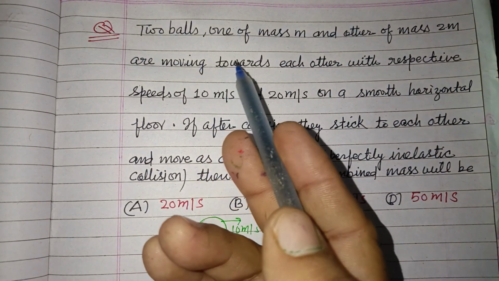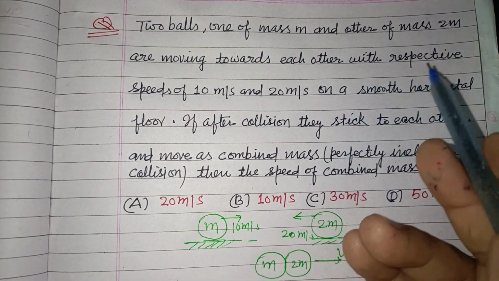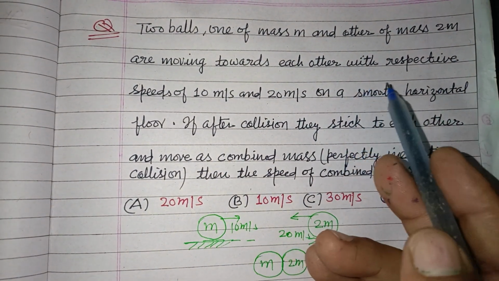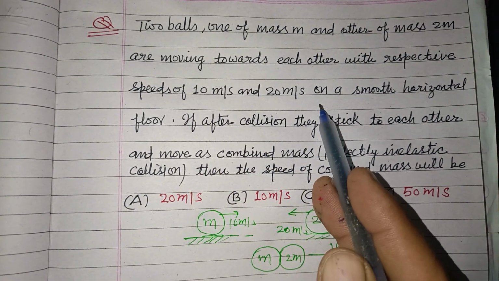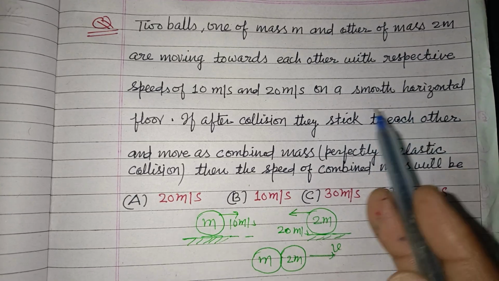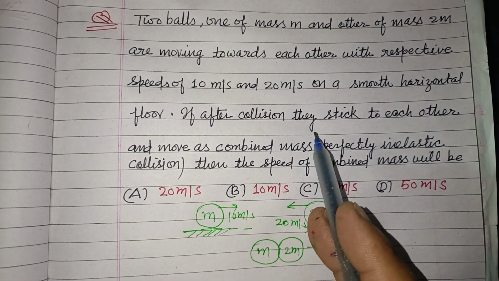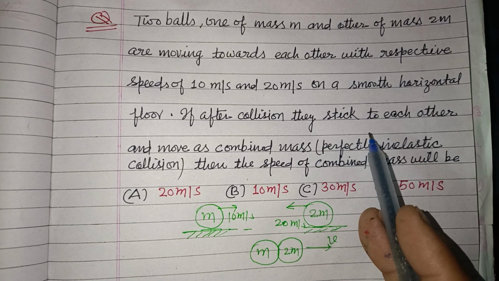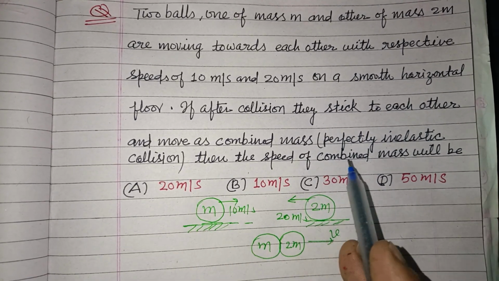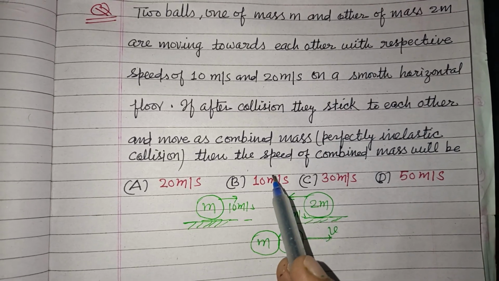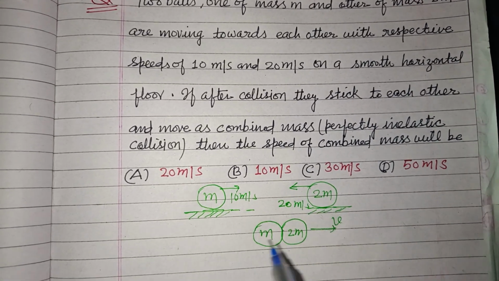Question: two balls, one of mass m, the other of mass 2m, are moving towards each other with respective speeds of 10 meter per second and 20 meter per second on a smooth horizontal floor. In the collision, they stick to each other and move as a combined mass. Perfectly elastic collision. Then the speed of the combined mass will be?